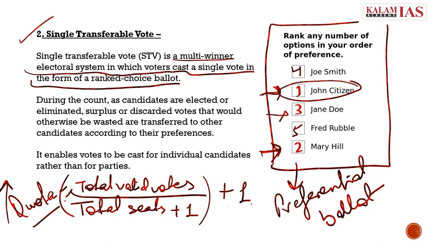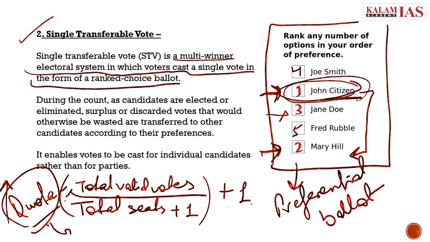And then in the second stage, any surplus votes of the elected candidate will be transferred to the next preference candidate. Suppose no candidate has enough votes to reach the quota, then that candidate will be eliminated. After that, all the votes of that eliminated candidate will be passed on to the next preference on the ballot paper.